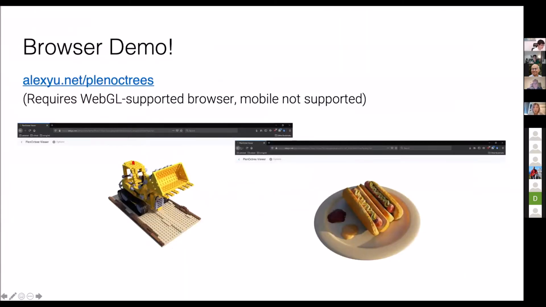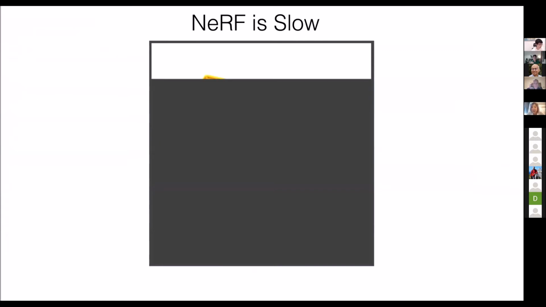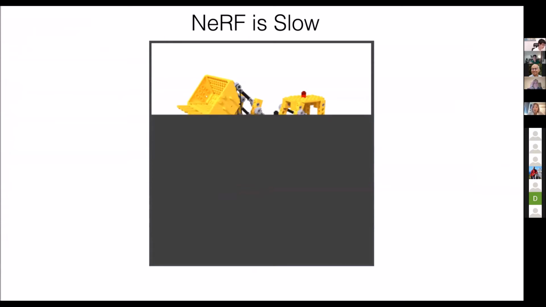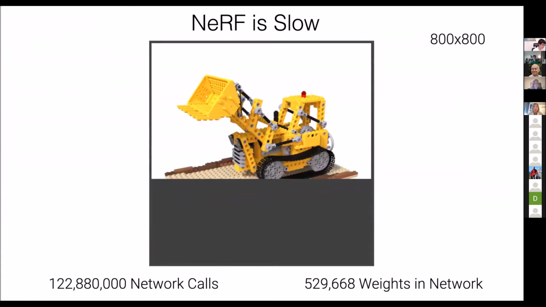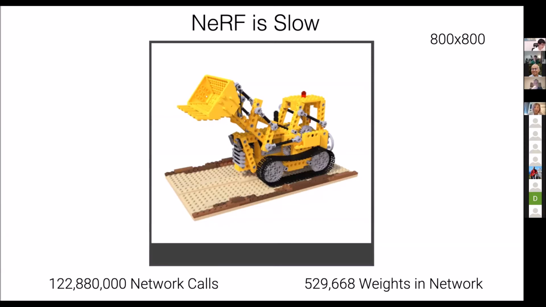All right, before I talk about how to make it fast, let's think about why NeRF is slow to begin with. NeRF is super slow to render, and rendering an 800 by 800 image takes about half a minute, even on a very high-end GPU, because you need to sample this whole space and then query your neural network every single time. You have like 122 million calls, and this is what makes it really slow.